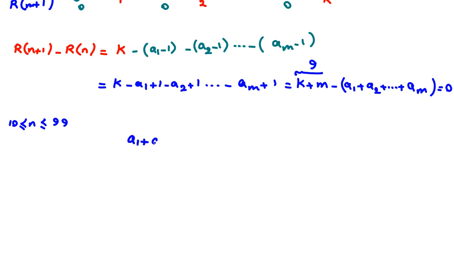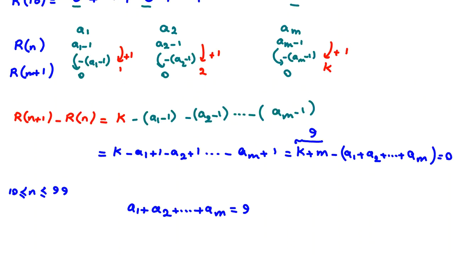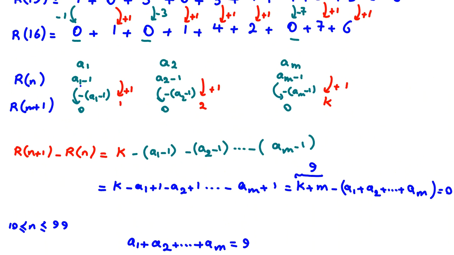Now we conclude that a1 plus a2 up to am equal to 9 because the remainder is 0. And the ai's are what numbers? They are numbers such that the remainder when n plus 1 is divided by them is 0. So ai divides n plus 1, because n plus 1 when divided by ai has remainder 0. And the other numbers are not divisors, n plus 1 is not a multiple of them.